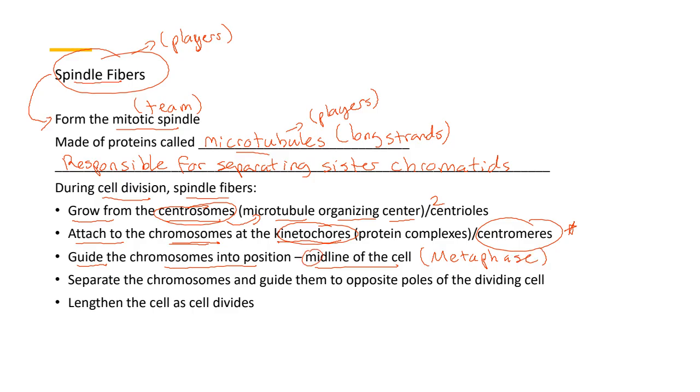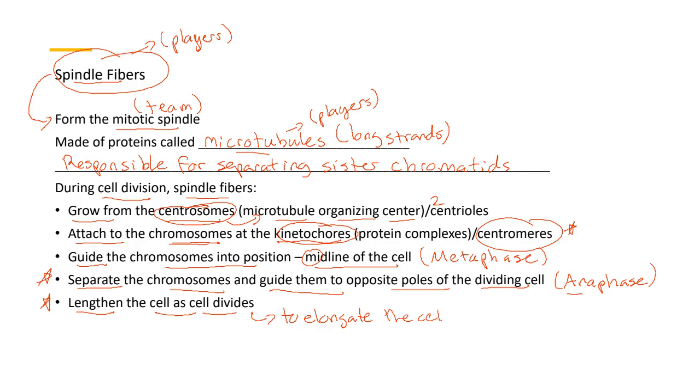And some of them are going to separate the chromosomes and guide them to opposite poles of the dividing cell. And again, this happens during anaphase. Okay, A for away, right? So chromosomes are moving away from each other. So some spindle fibers are going to separate the chromosomes and guide them to opposite poles of the dividing cell. And some of them are going to be used to lengthen the cell as the cell divides, okay, to kind of elongate the cell, as the cell is about to become from one cell to two cells.